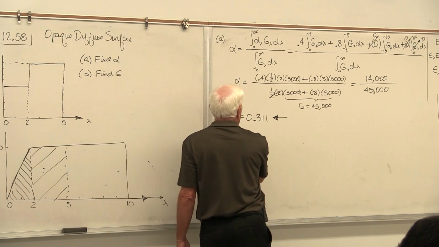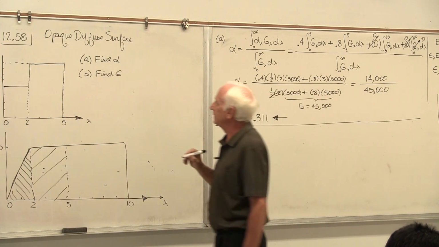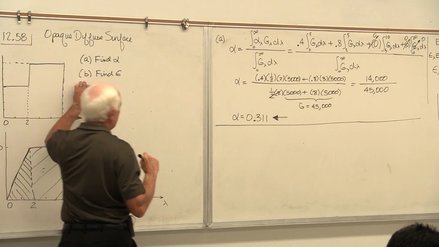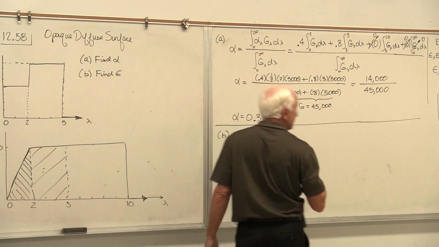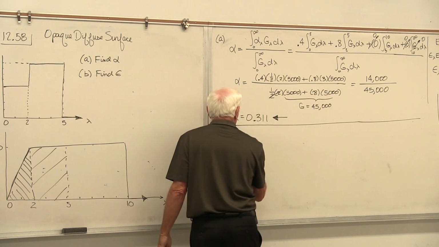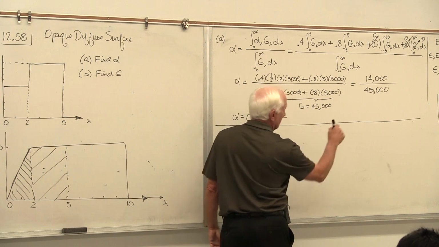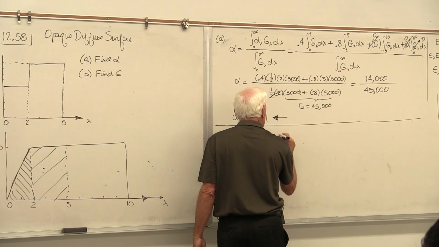Okay, that's part A. Now we'll do part B. Find the total emissivity. Transmissivity, tau, reflectivity, rho, absorptivity, alpha. Oh, there it is. He wants that guy, epsilon. Epsilon is equal to the integral 0 to infinity of epsilon lambda E_b lambda d lambda.